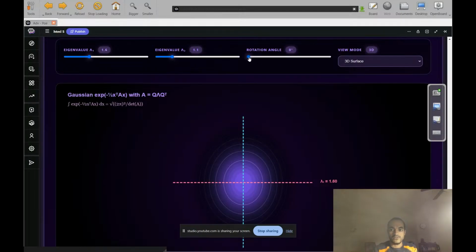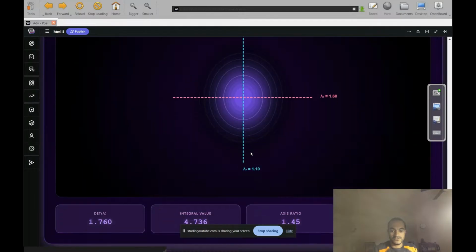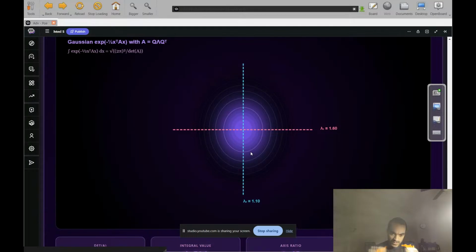And the rotation angle as well. That means we can just rotate it. Nothing else is unique. So this hopefully will give you a geometric understanding and make things more alive and more interesting in terms of what's going on.